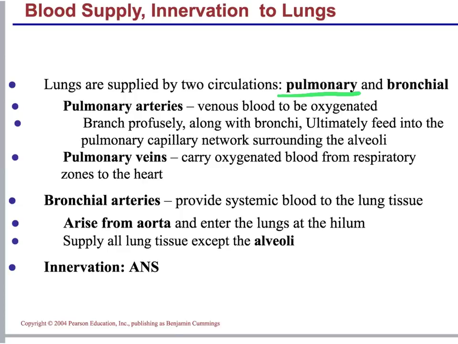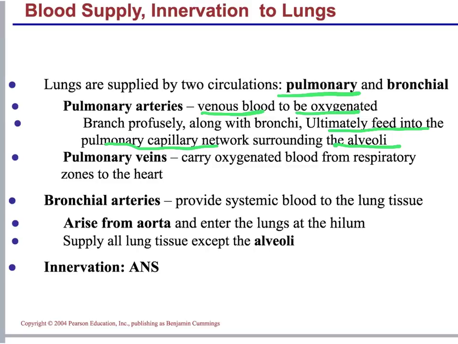So the pulmonary arteries come off of the pulmonary trunk on the right side, and they have venous blood that has low oxygen, high CO2. And as they go into the lung tissue, they keep on branching along with the bronchi. Remember how they branched about 23 times? And eventually, they lead into the pulmonary capillaries that surround the alveoli.